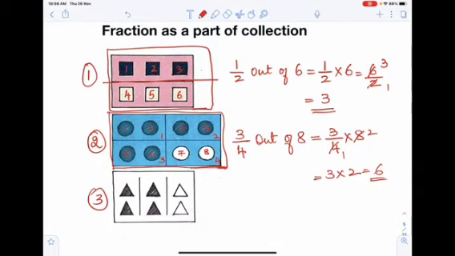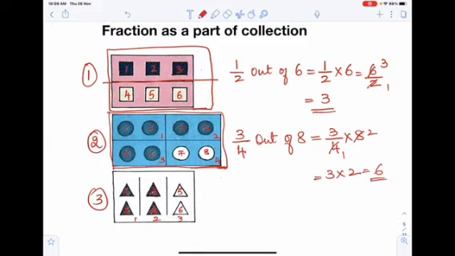Now, here the whole part is divided into 3, and each part, we can name it as 1, 2, 3, 4, 5, 6. So totally 6. Out of these 6 items, I have 2 by 3 items shaded, right? So 2 by 3 is being shaded. If you observe, just 2 parts out of 3 parts is being shaded, correct?